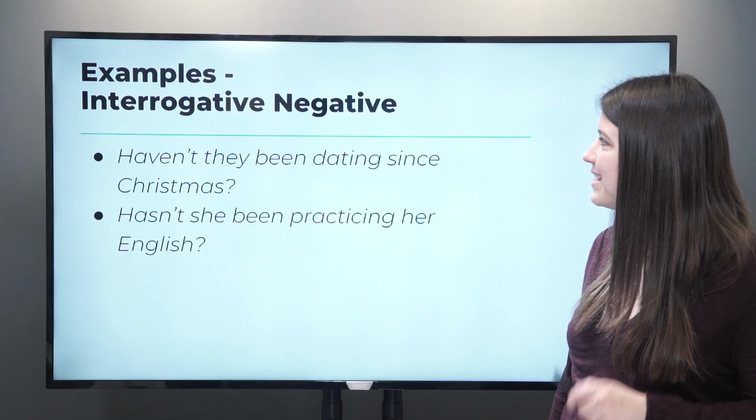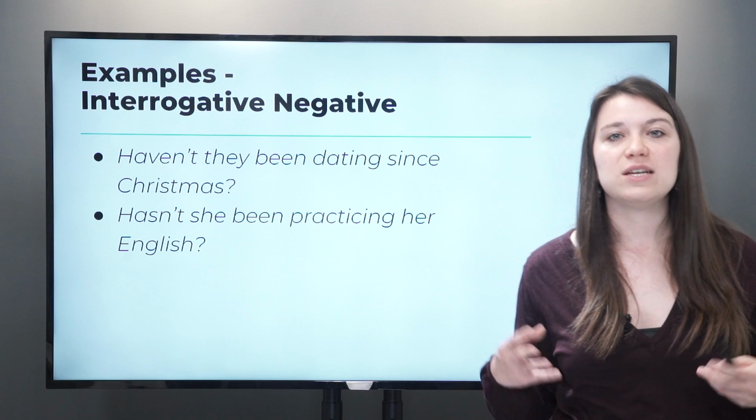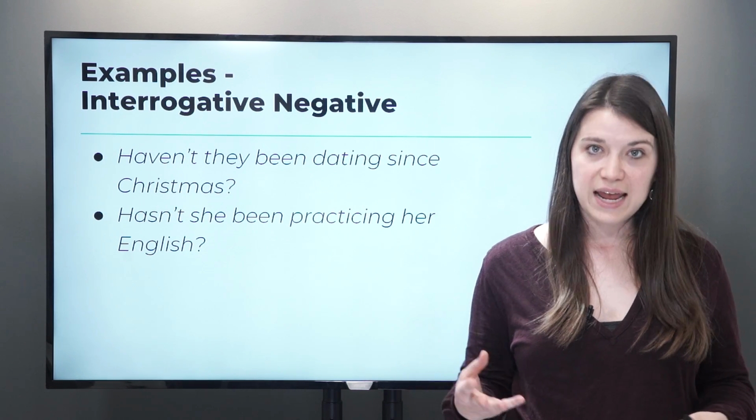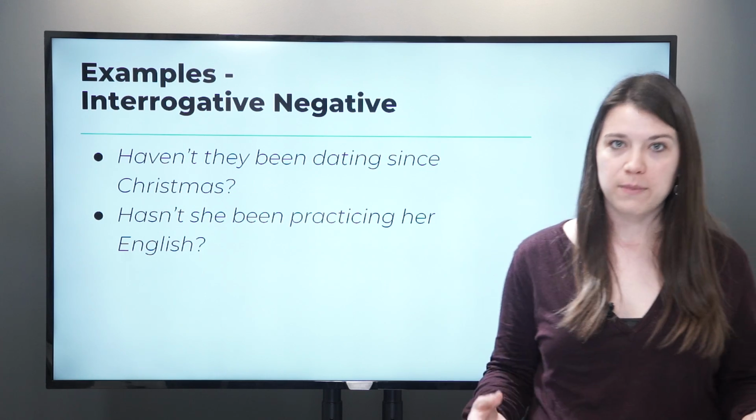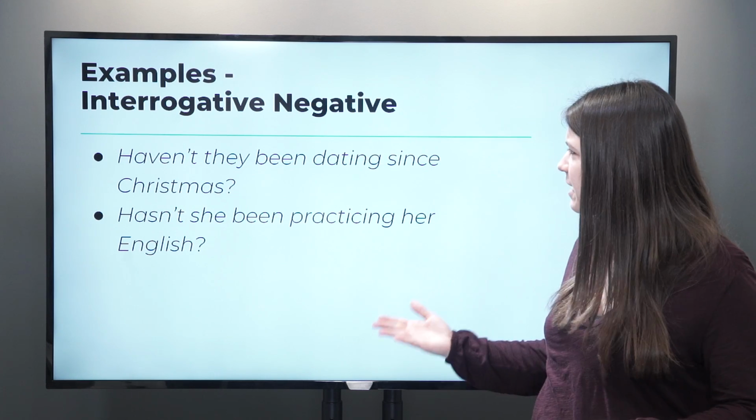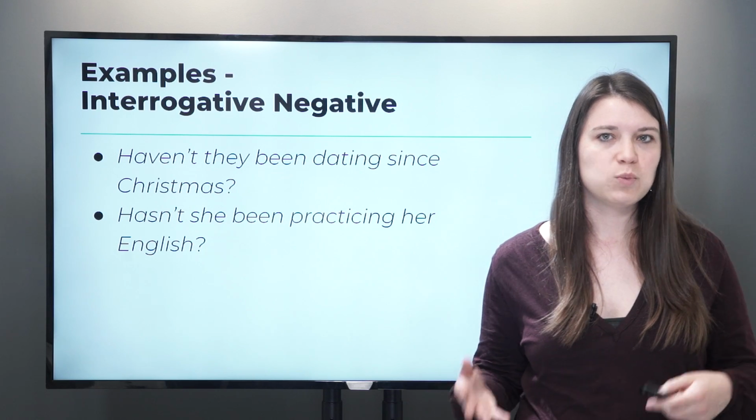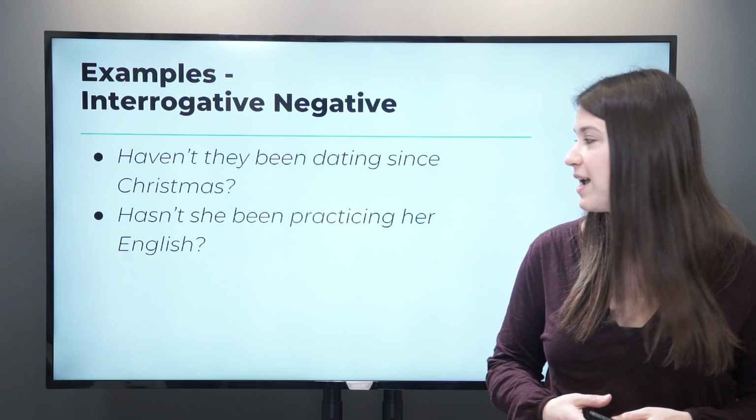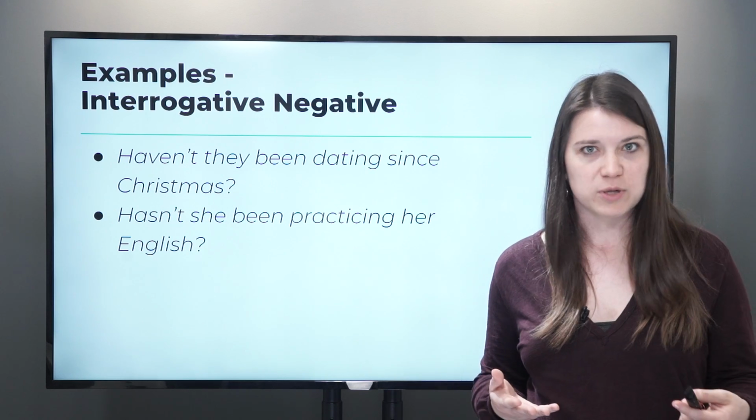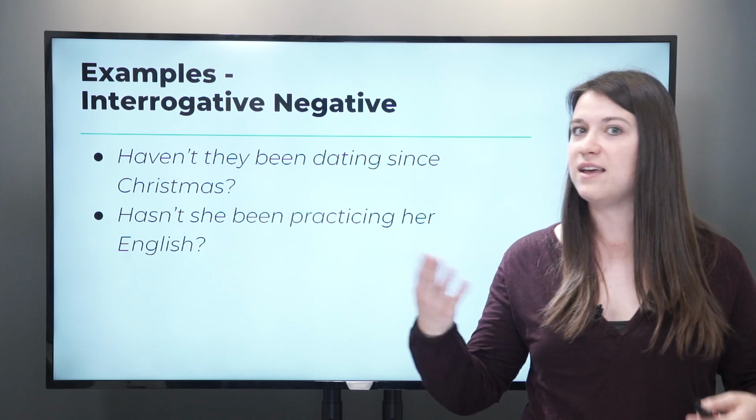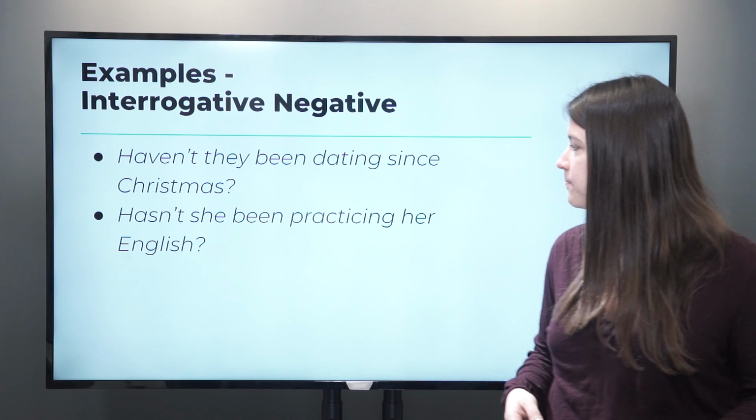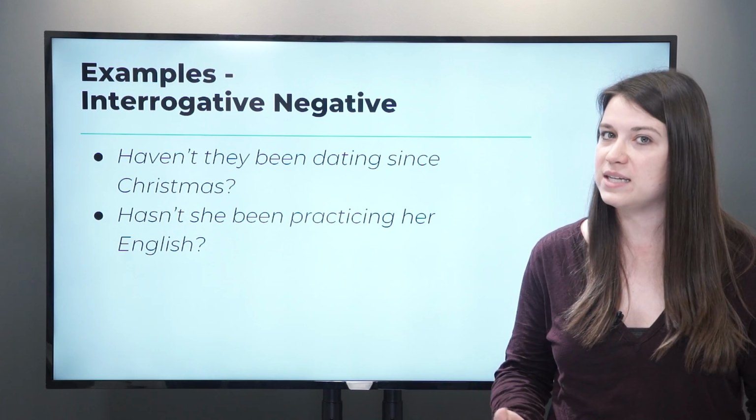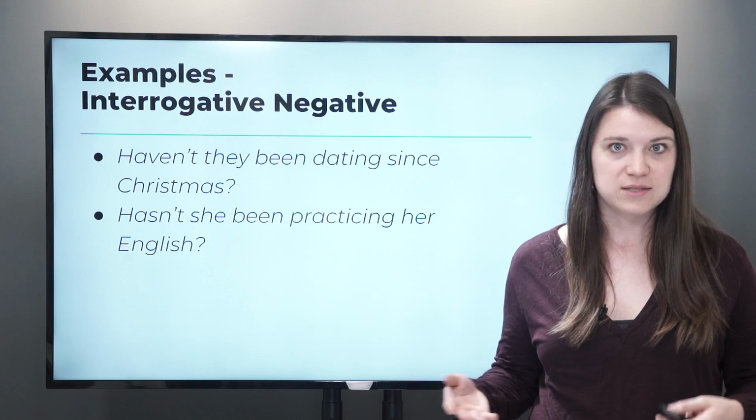Okay, now let's look at the interrogative negative. Okay, this is still the interrogative, but when we ask a question in the present perfect continuous in the negative, we're asking for confirmation. Okay, so for example, haven't they been dating since Christmas? So this is when you think you know the answer, but you ask someone for confirmation, so you use the negative, okay? Haven't they been dating since Christmas? So then the person would say, yes, they have, or no, actually, it started before, or it started after. Okay, another example, hasn't she been practicing her English? Okay, so you're expecting the person you asked to confirm yes or no.